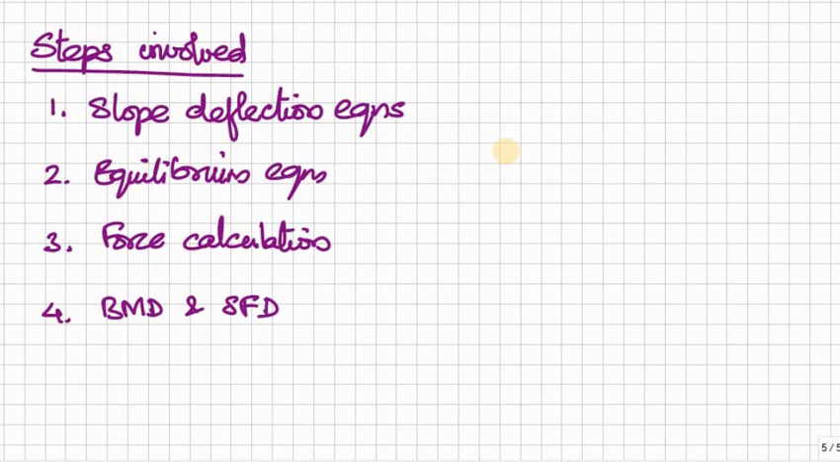So, from this second step, we will get a series of simultaneous equations. So, once we solve the simultaneous equations, we will get the unknown slope and displacement. Once slope and displacement are found, then we can find out the moments or forces. Okay, in the third step. So once we have all the forces or moments, then we can go for drawing bending moment as well as shear force diagram.